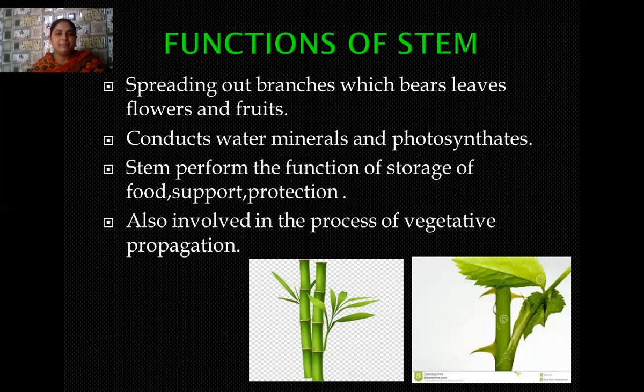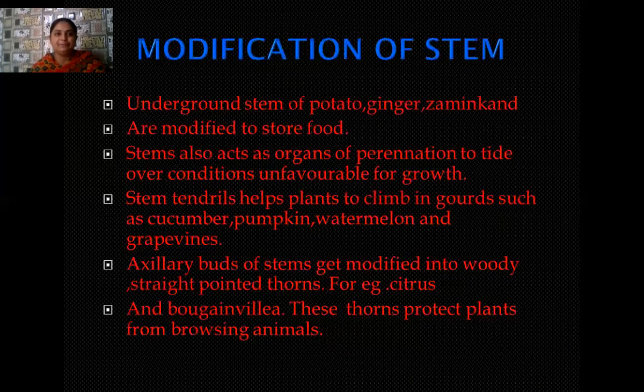The stem sometimes gets modified and performs additional functions such as storage of food. It also provides support, and sometimes it acts as a protecting organ for the plant. The stem is also involved in vegetative propagation. The term is very clear to us: vegetative propagation is the process in which a new plant originates with the help of vegetative propagules of the plant. It may be root, stem, or leaves, whatever.